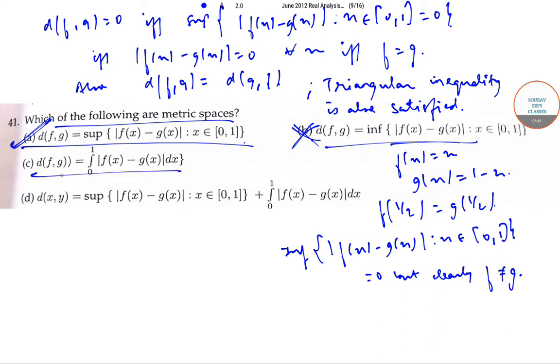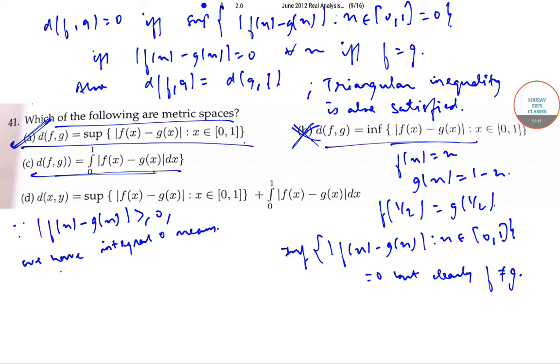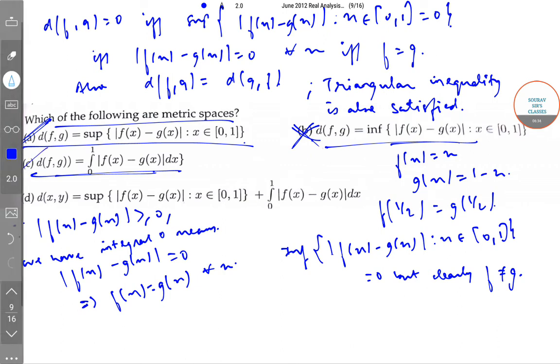Now for option C, since |f(x) − g(x)| is greater than or equal to 0, we have integral 0 means |f(x) − g(x)| is equal to 0. That is, f(x) is equal to g(x) for all x, and d is also symmetric and satisfies triangular inequality. Thus it is a metric space.